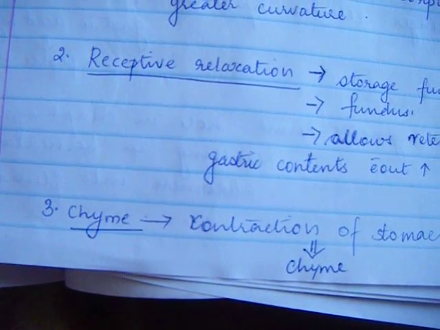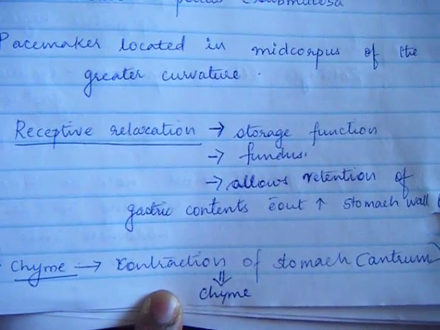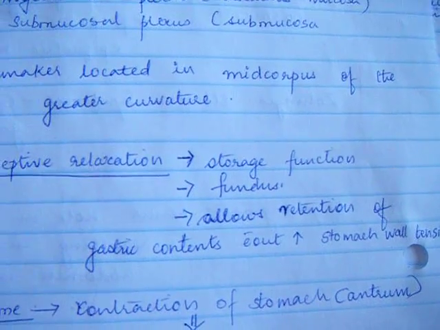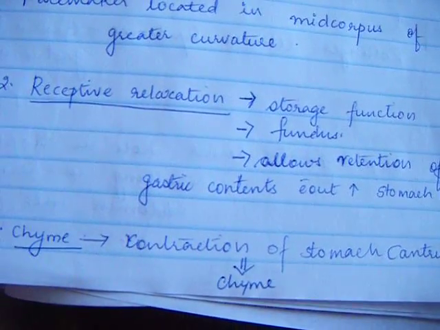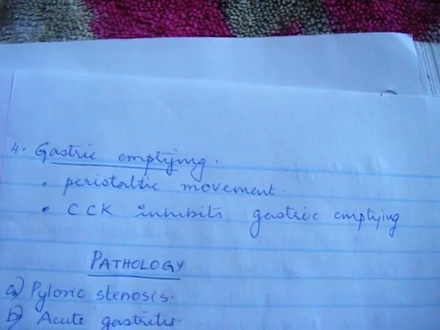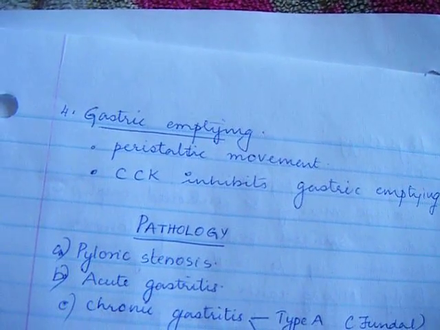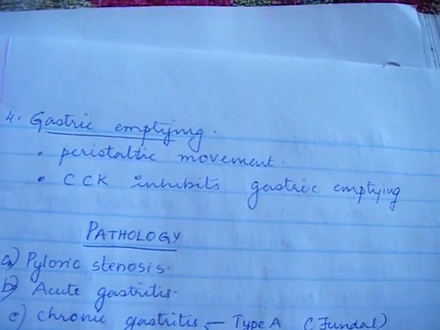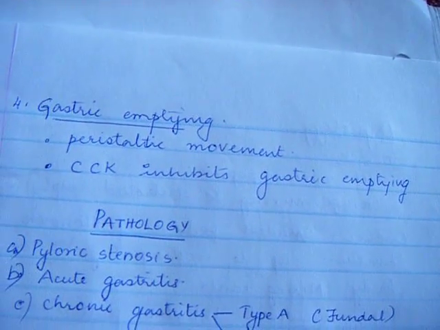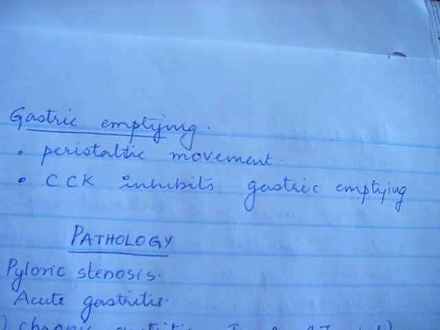Okay, next is the chyme. Now, how the chyme is formed is the contraction of the stomach or the antrum will cause the formation of chyme. And the fourth topic is gastric emptying. The movement that is related to the gastric emptying is the peristaltic movement. So it is the peristaltic movement which favors the gastric emptying, and it is very important to note that cholecystokinin inhibits the gastric emptying of the stomach contents.